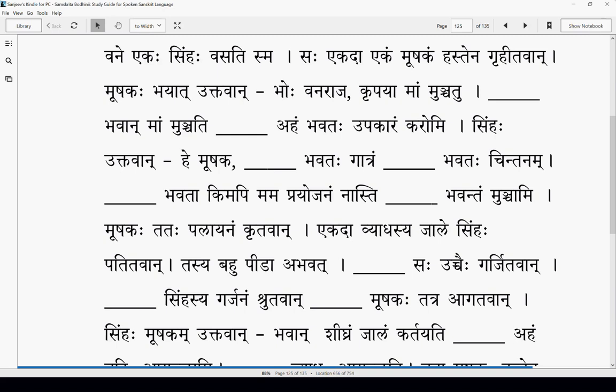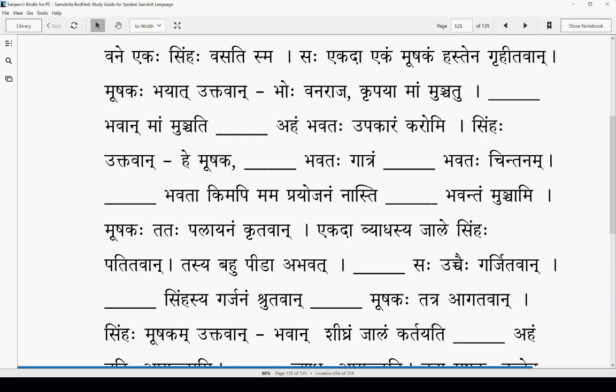Gruhitavanam, vana. So what does this mean here? Vane eka sima vasati sma. The vasati sma means what? Past tense. Past tense. He was living or he used to live there.